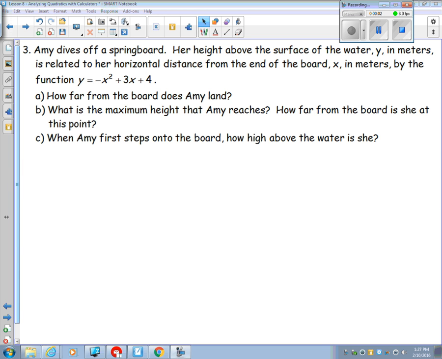Okay, if we take a look at example 3 and 4 here, just some more practice with it. Hopefully you've tried working ahead, so check in with your answers and make sure you got the right ones. Here we're looking at Amy. She's diving off a springboard this time. Her height above the water is related to how far she is from the end of the board, right? And we have this equation.